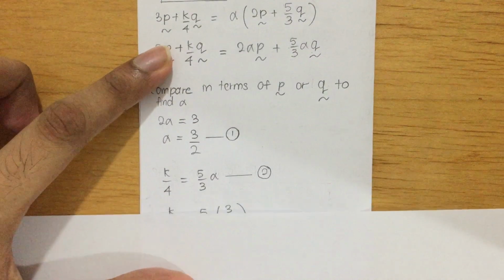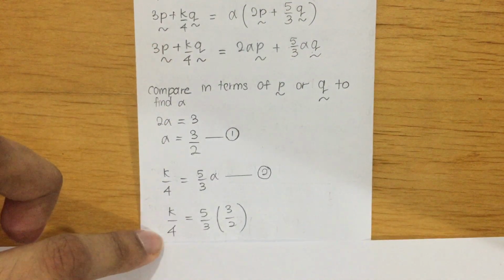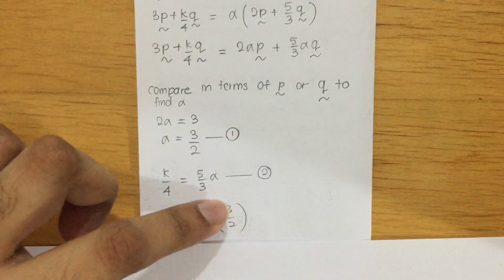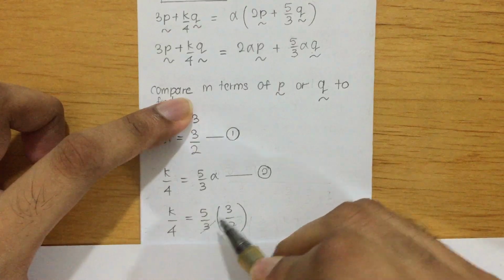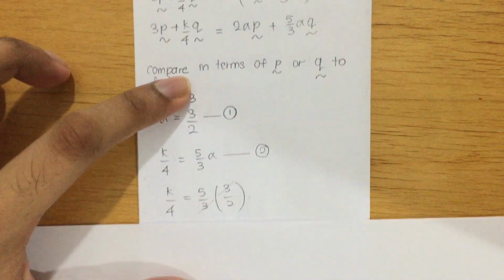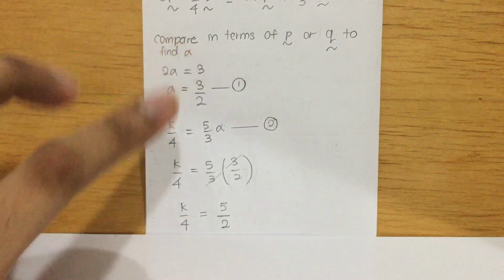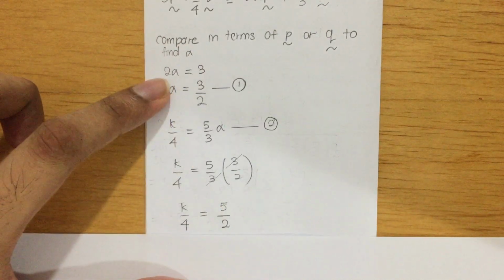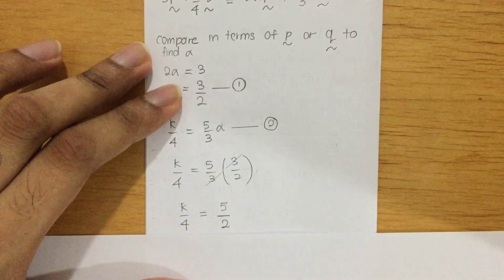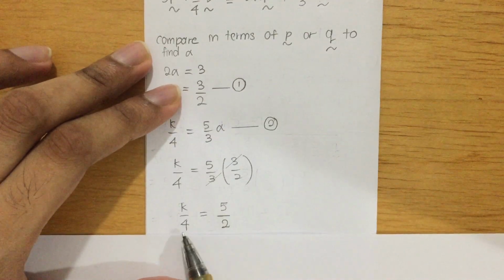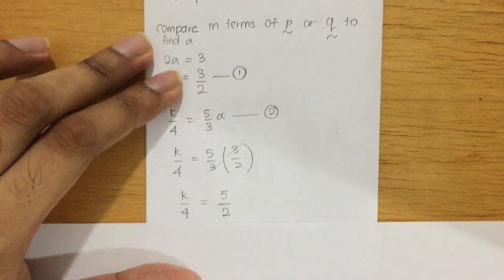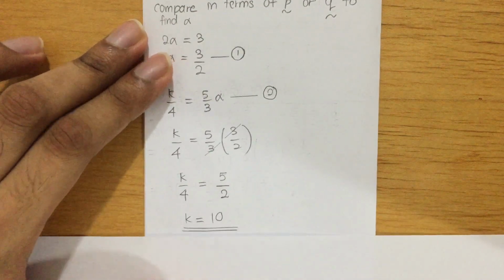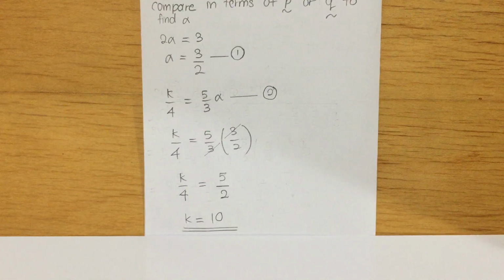So continue. From here, K over 4 equals 5 over 3 in a bracket 3 over 2. What you do over here is cancel the 3. So from here, you get K over 4 equals 5 over 2. And then to find the K value is very simple. 5 over 2 you multiply with 4. You should get 20 divided by 2. Therefore, you get your K value is equal to 10. Alright guys, so this is your final answer. We have already got our K value.